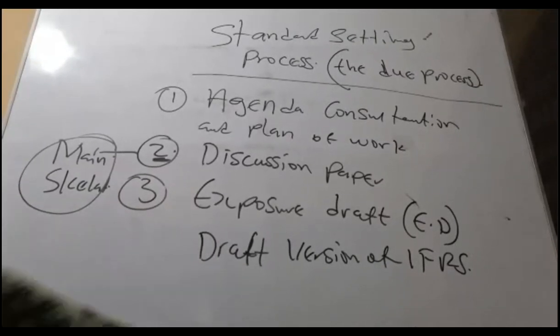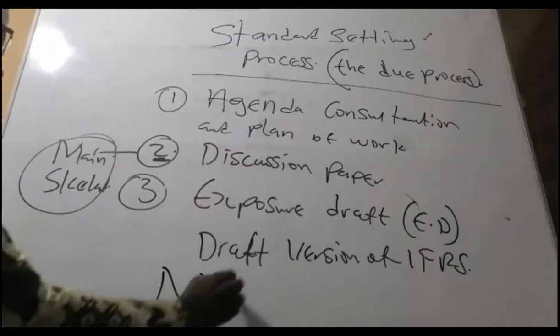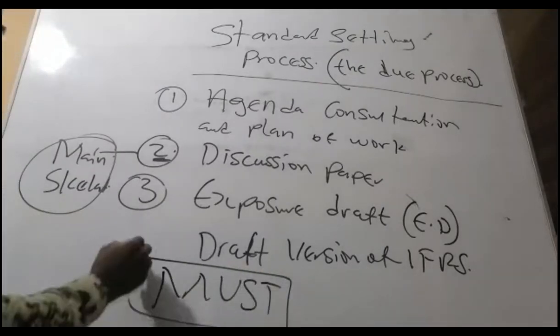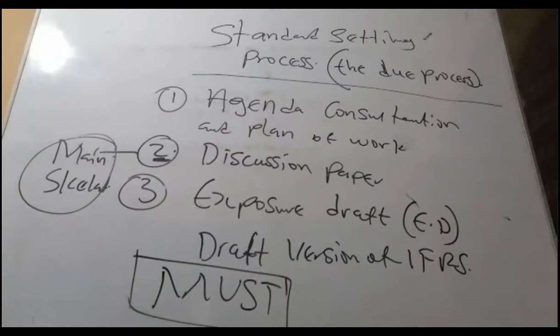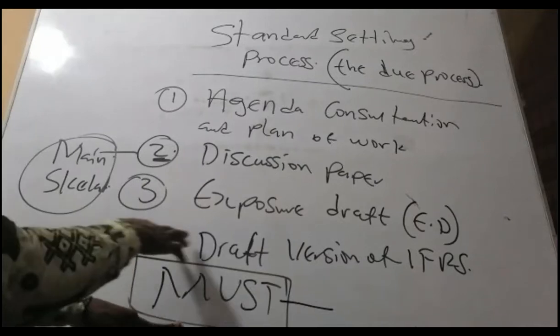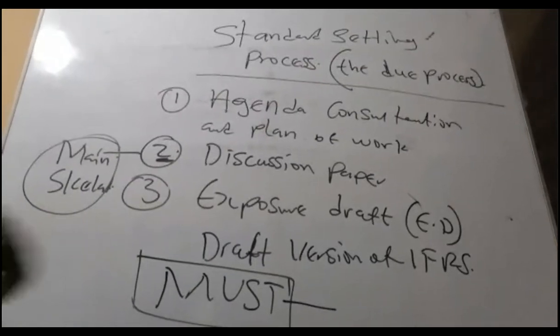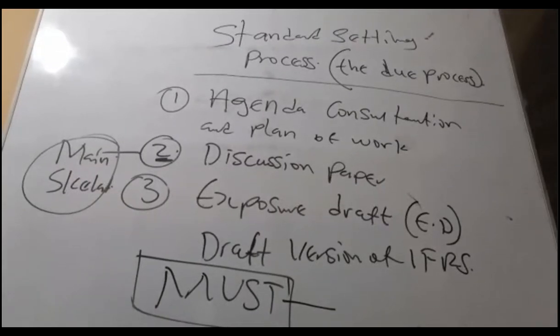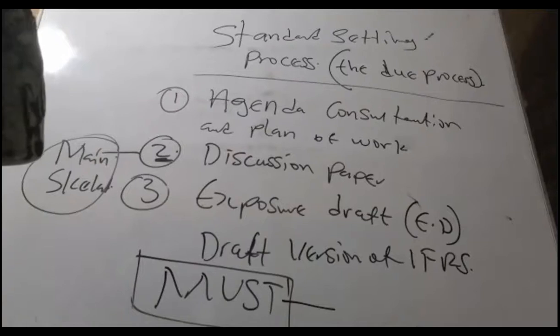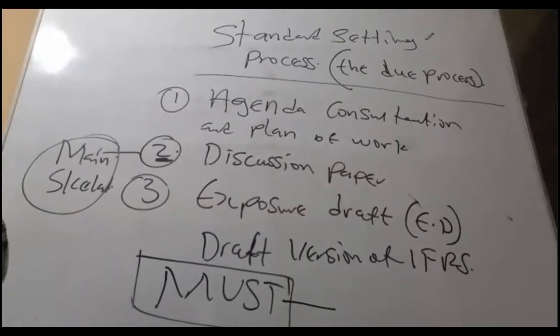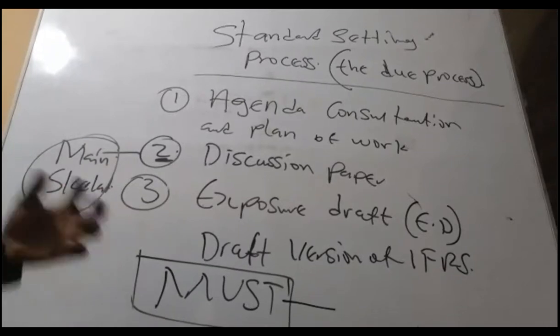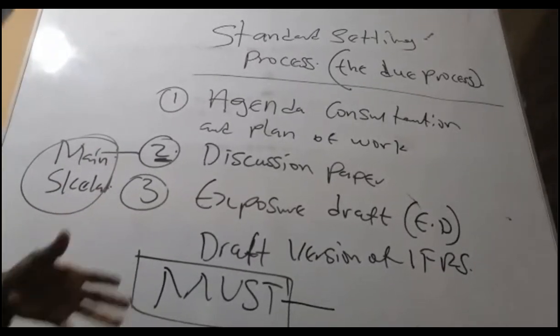Now, with the exposure draft, it's a must. The IASB has to send it to the general public for comment. Exposure draft, it's a must. Send it to the general public for comment. So after the draft version, they don't keep it by themselves, because they are not the ones who will use it most. It's the general public that will use it. So they have to be aware of the draft version. Otherwise later, you hear them saying, oh, we were not informed that there's a standard coming, we don't know about this standard, we're not going to adopt it. No. Not that. So a copy of the exposure draft has to be sent to the general public. So that is for discussion.